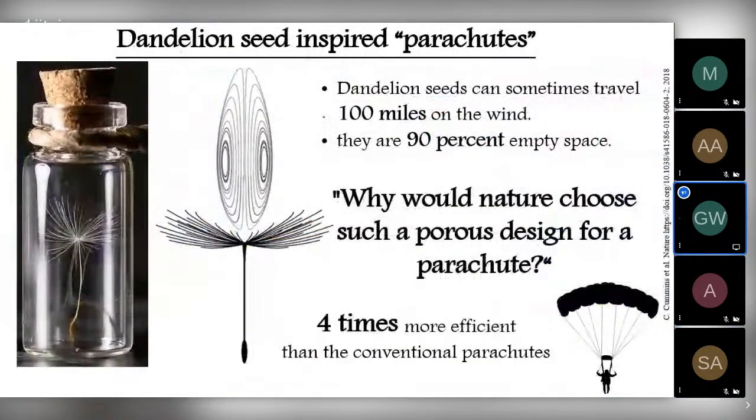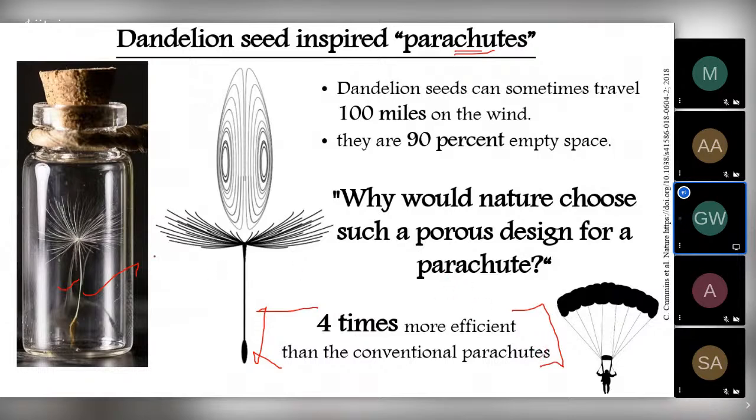Now next, talking about the common dandelion seeds. Most of us would have seen this kind of seed structure. So what is more inspiring about it? In 2018, a team of researchers proved that this kind of design can be used in parachute design. By using such a nature inspired dandelion seed design, the efficiency can increase by 4 times, which is nothing but 400% efficiency.